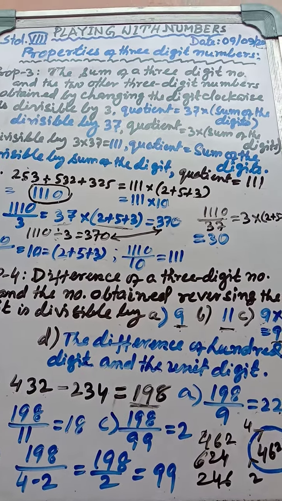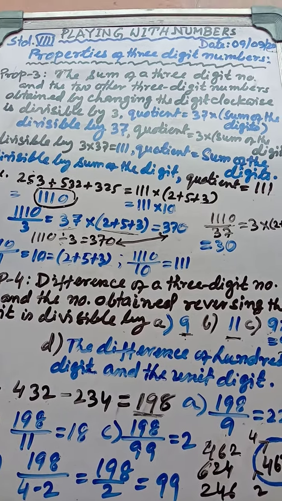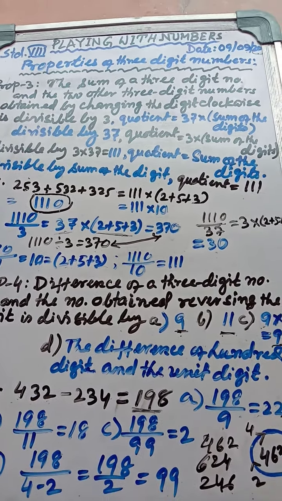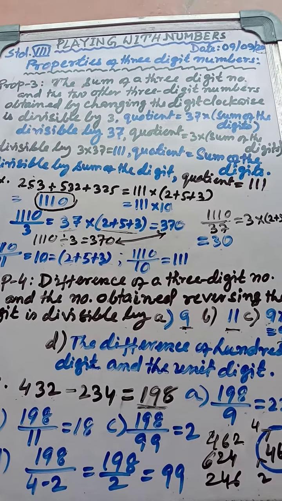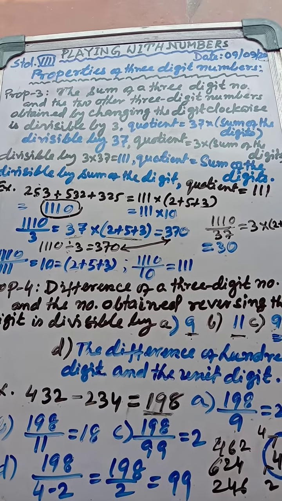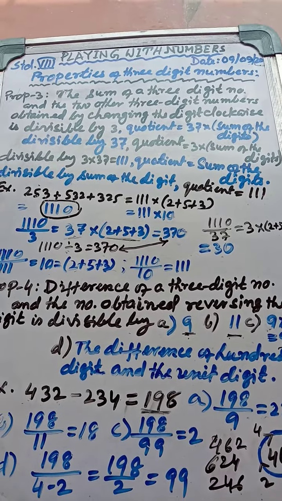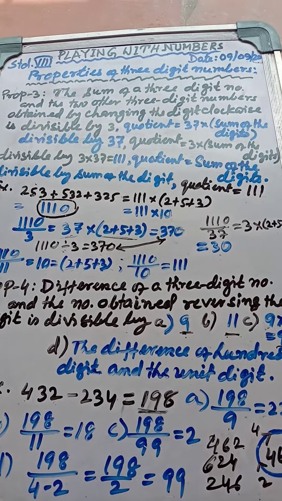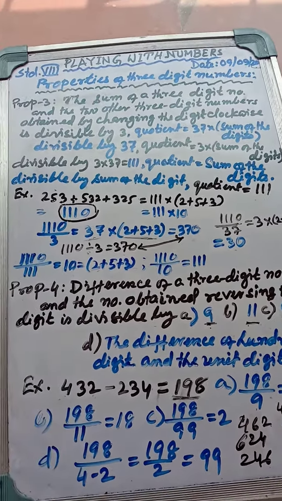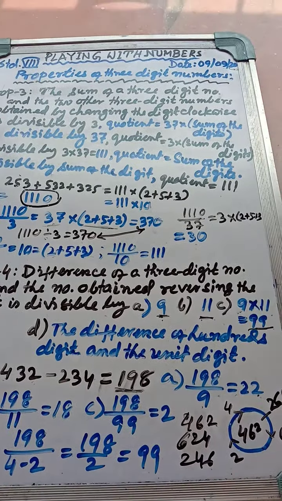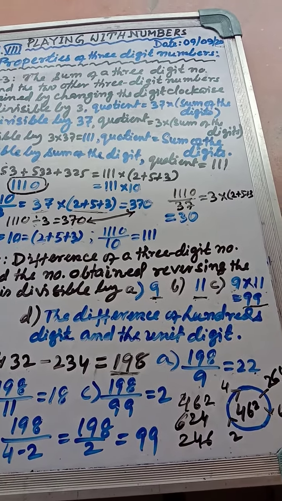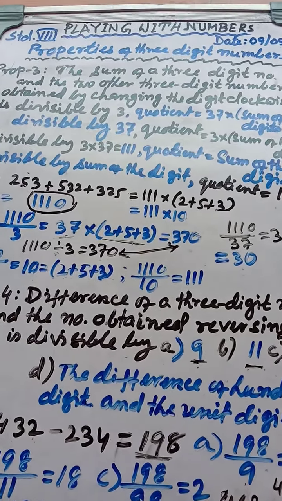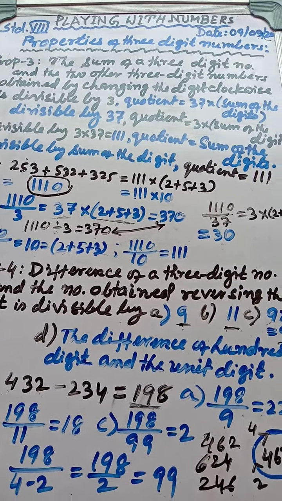In our previous video, you have learnt about the properties of a two-digit number: how the sum of the two-digit number and the number obtained after reversing its digits will be divisible by 11, and the difference will be divisible by 9. That's all we have learnt. Now in this video we will learn about the properties of a three-digit number.